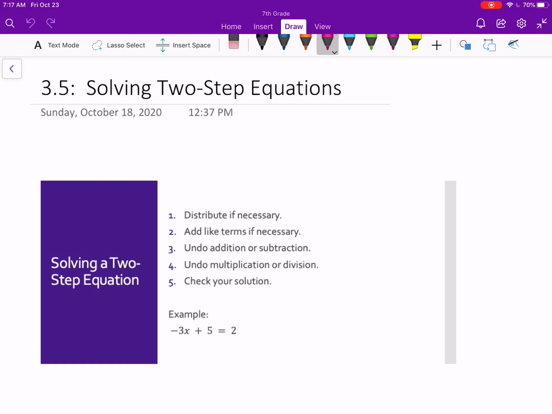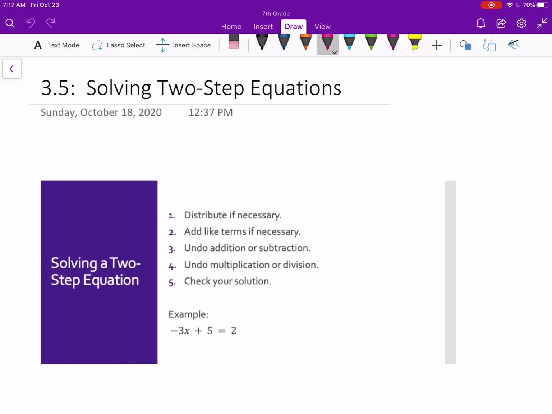This is section 3.5, solving two-step equations. So we've learned how to solve one-step equations by using inverse operations to undo things. And now we're going to do two-step equations. So we're going to have to do two different things in order to get the variable by itself.